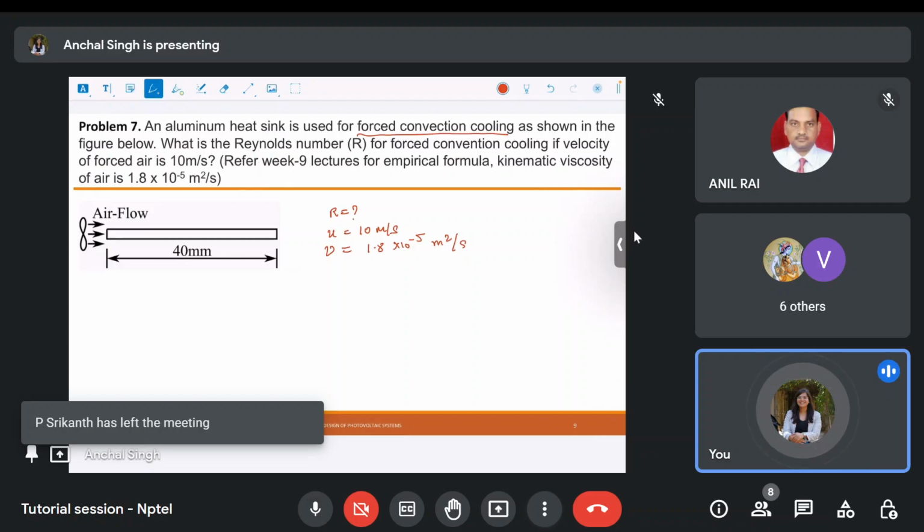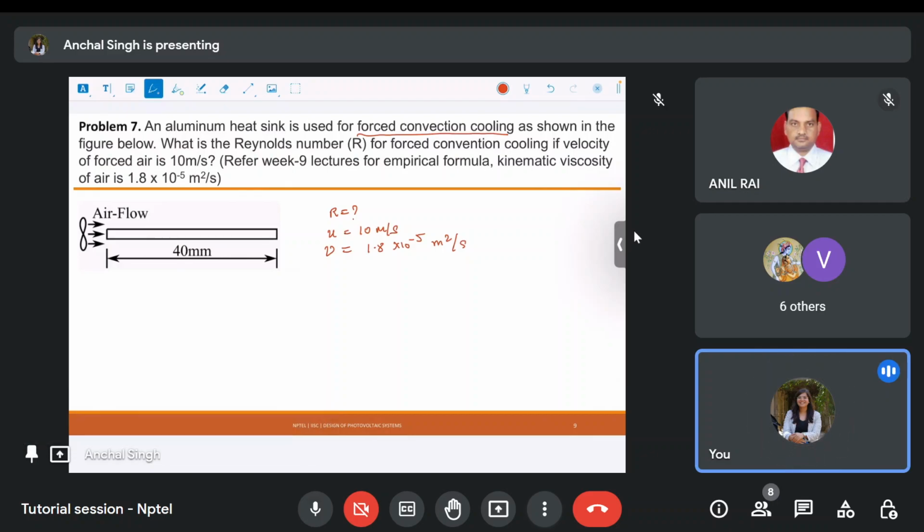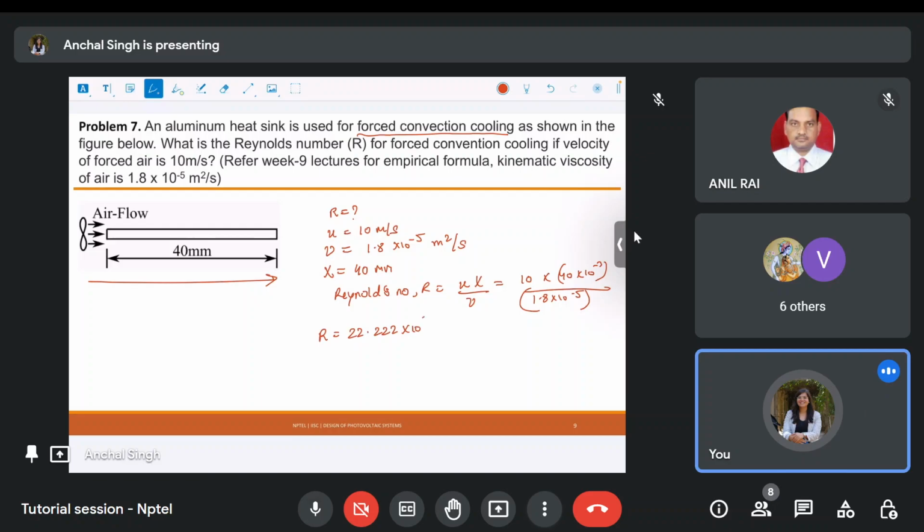So we know that for this direction of flow, the characteristic dimension will be 40 mm. Reynolds number R is equal to u x by nu. So u is 10 meter per second into x is 40 into 10 to the power minus 3, by nu is 1.8 into 10 to the power minus 5. So R will come out to be 22.222 into 10 to the power 3.